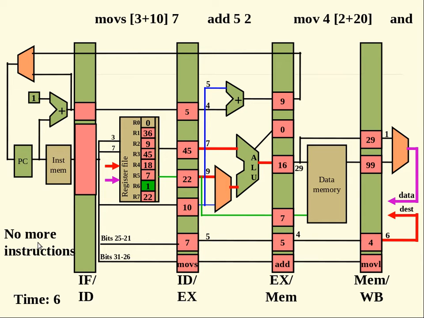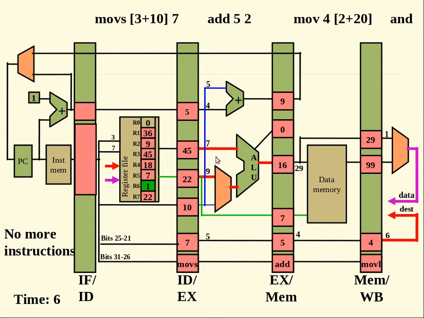Now we're going to just say no more instructions, so at time 6, the and has moved over to write back, and it's going to update register 6 with the value of 1. The move L, which is loading the value, is going to load from its address it calculated, which is 29. We'll just say the number is 99 that was inside of memory, just to keep things simple.